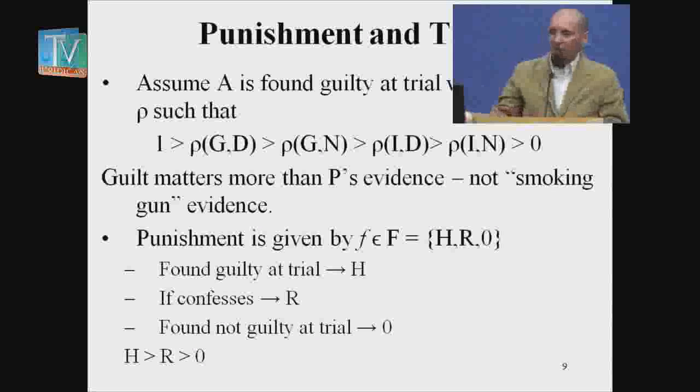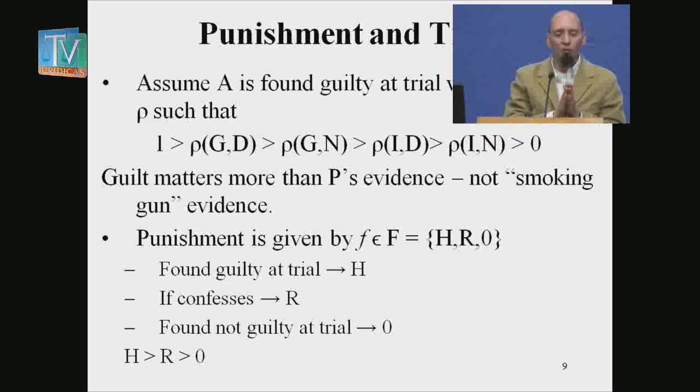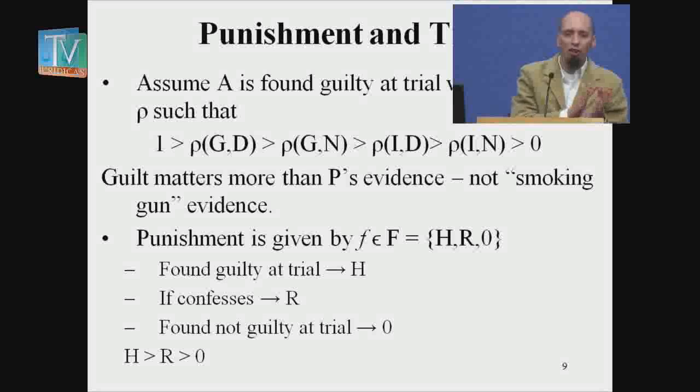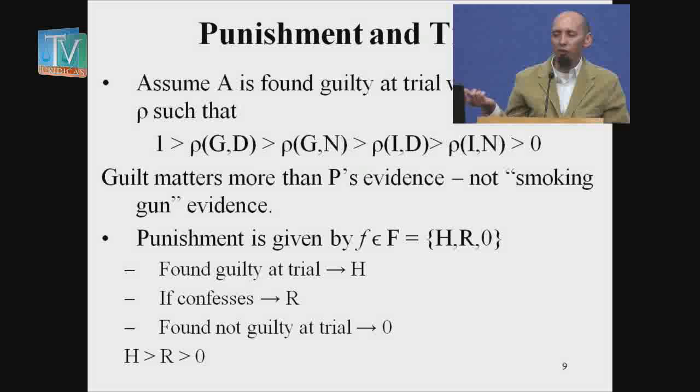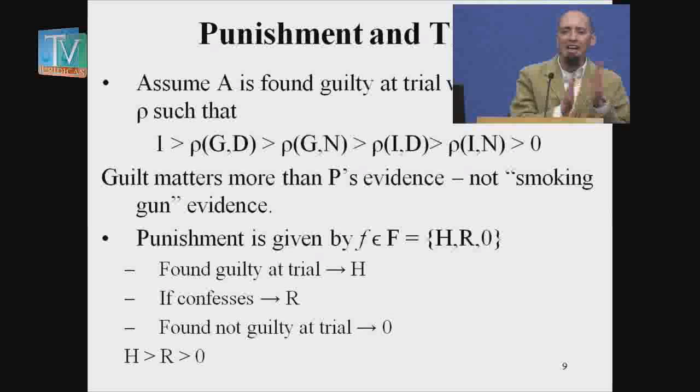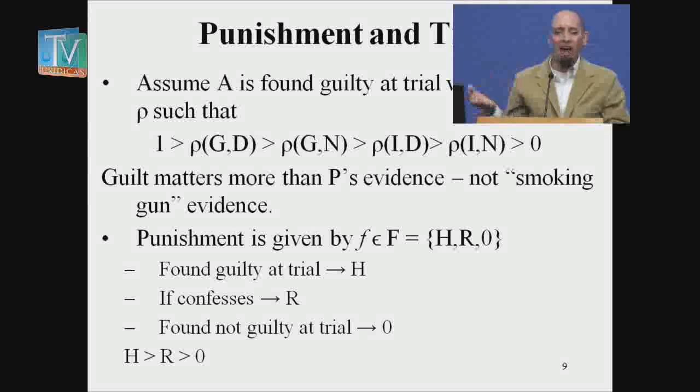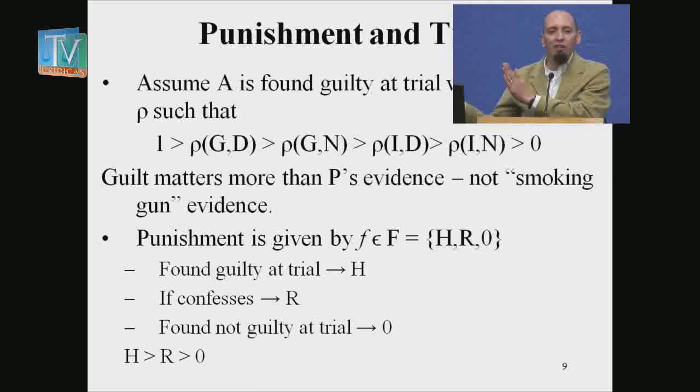So we're going to make this assumption about the probability. In words, what this says is whether the accused is actually guilty or innocent matters more than whether the police have this evidence, right? So if you look at how I've arranged that, the highest probability of being found guilty is if the person's both guilty and this evidence exists. Then, if the person's guilty and the evidence doesn't exist. And then after that, innocent in the same way.